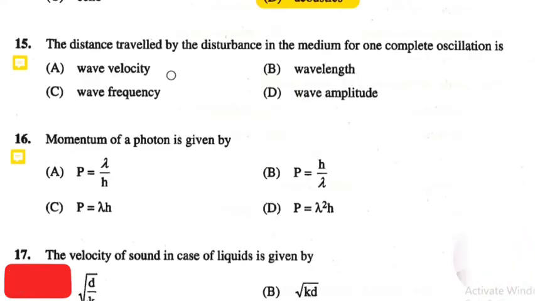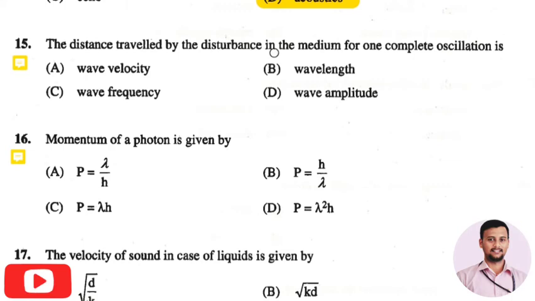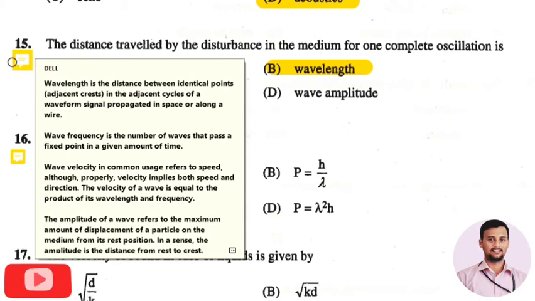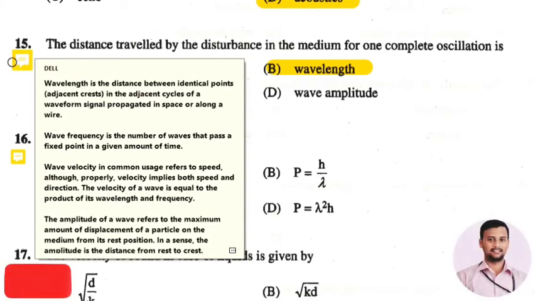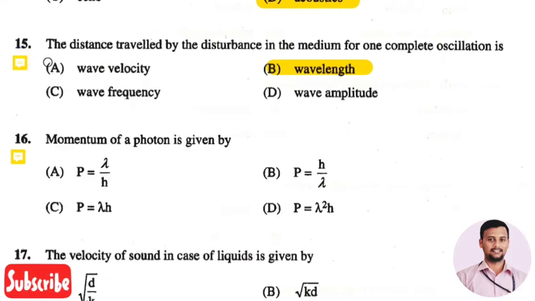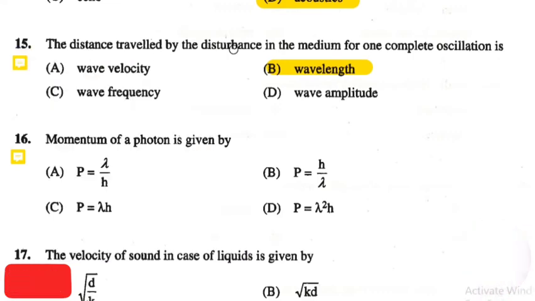The next question is, the distance traveled by the disturbance in the medium for one complete oscillation is, the right answer is option 2, that is wavelength. So what is this wavelength? Wavelength is the distance between the identical points in adjacent cycles of a wave signal propagated in a space or along the wire. So it is the distance traveled by a disturbance in the medium for one complete oscillation.